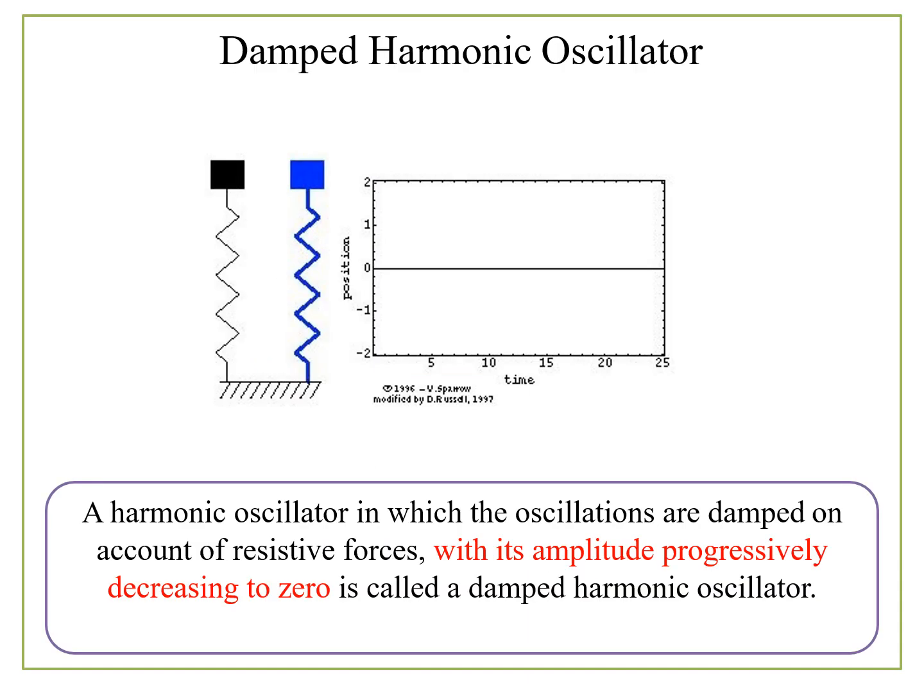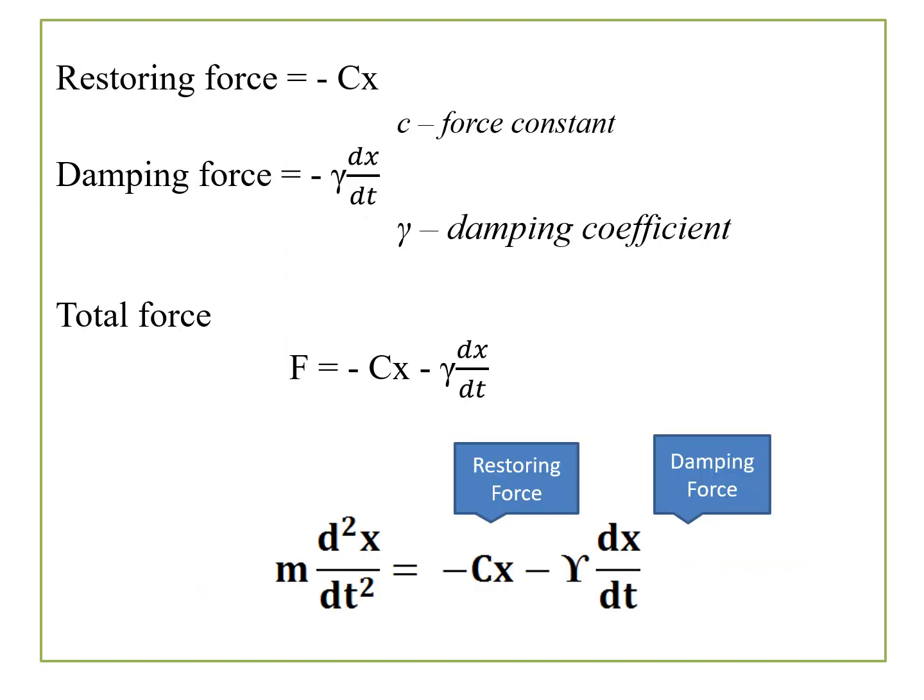Coming to the essay on the damped harmonic oscillator, the first point that you should remember is to give a definition for damped harmonic oscillations. The second point should be the forces acting on a damped harmonic oscillator, that is the restoring force minus Cx and the damping force minus gamma into dx by dt. Here capital C is the force constant and gamma is the damping coefficient.